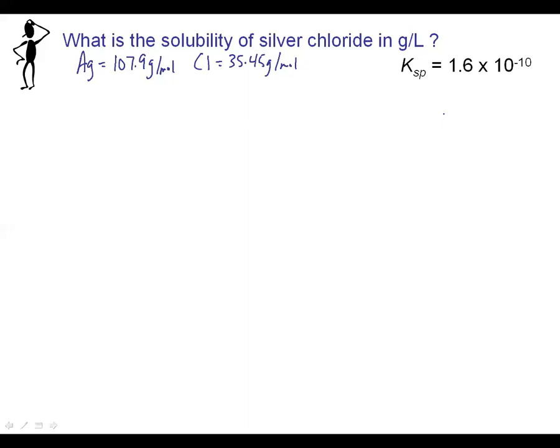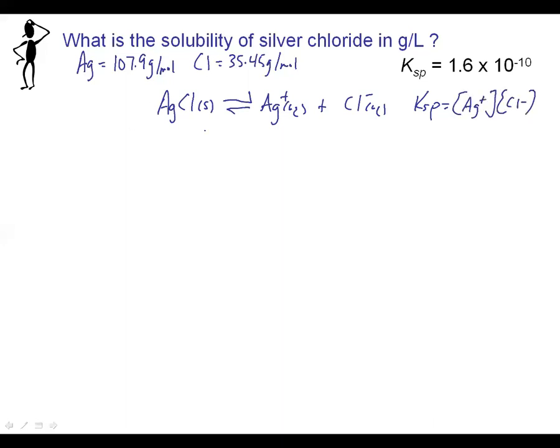All right, so let us take a look at this. In this particular problem, we're just given the Ksp, and this is typically the case where you do want to do an ICE table. So really all these ICE tables are really just going to be based off of the solid. And again, we're given the Ksp, so we do know, even if we don't know solubility rules, that this is probably a solid. So our silver chloride is going to break apart into a silver ion plus a chloride ion. Our Ksp expression would be, in this case, our products, which is our silver times our chloride, and that's going to equal 1.6 times 10 to the minus 10.